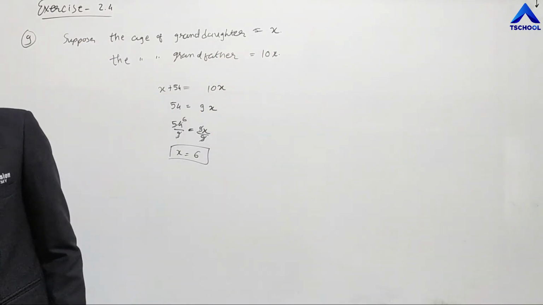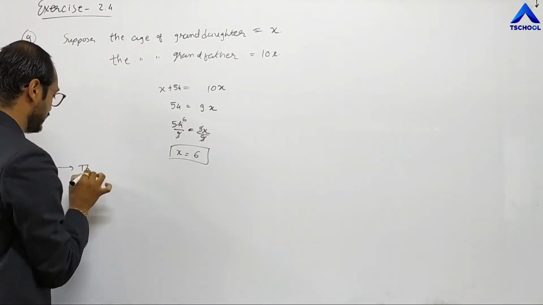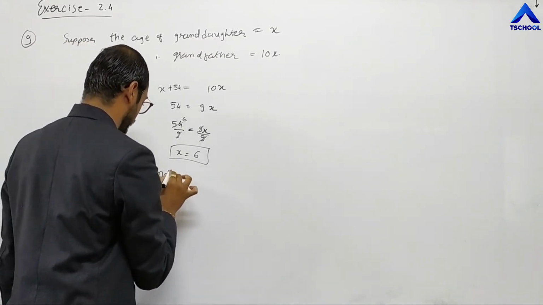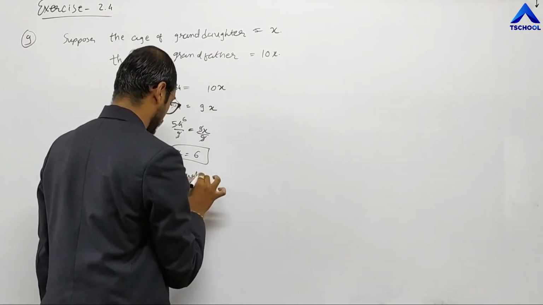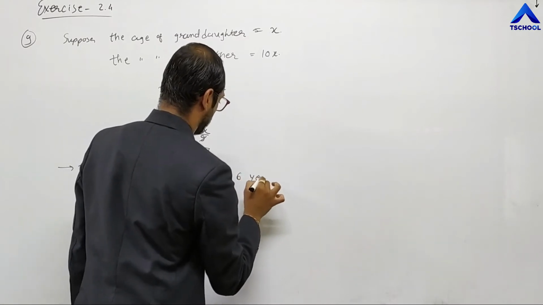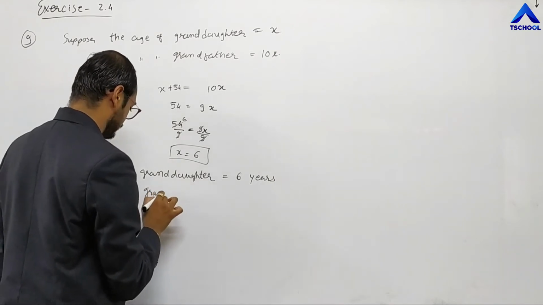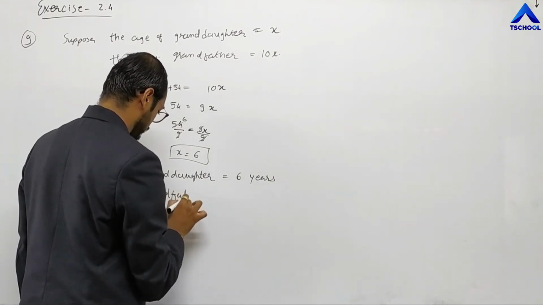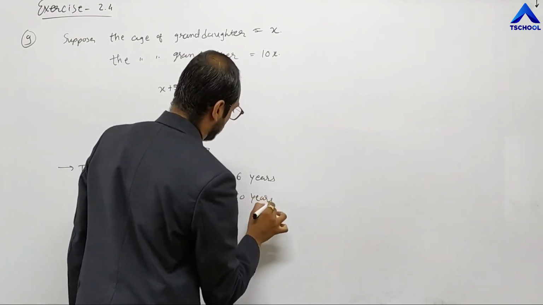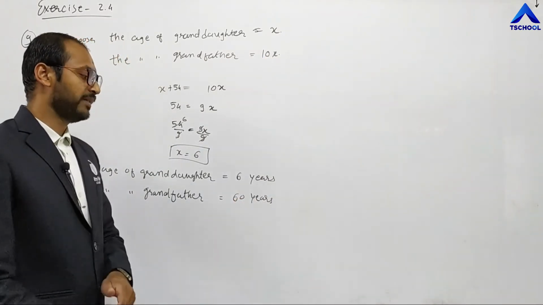What is the question? Find their present ages. Next, we have to find both ages. So the age of granddaughter equals to 6 years, and the age of grandfather equals to 60 years, because his age is 10 times x, then his age is 6 years and his age became 60 years.